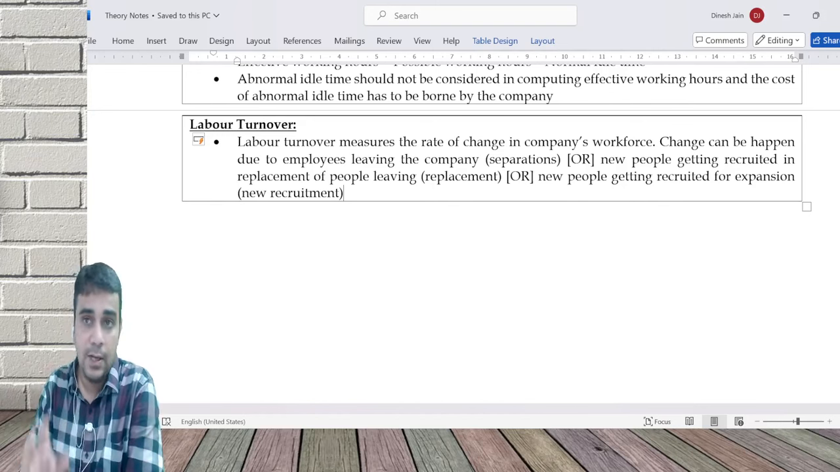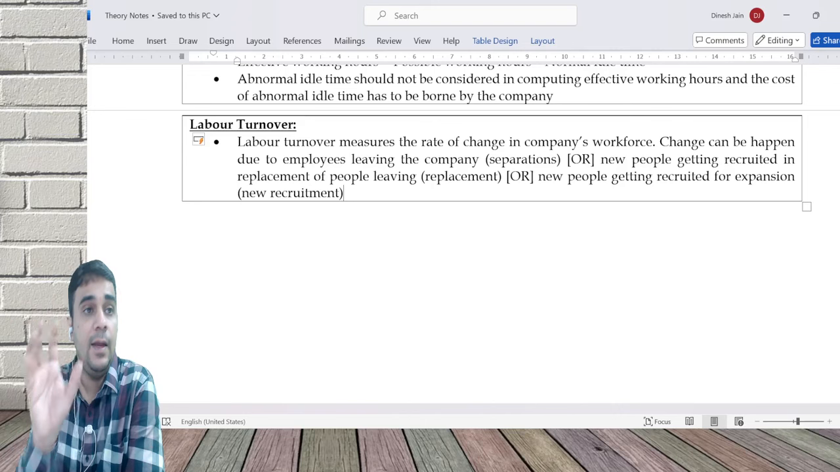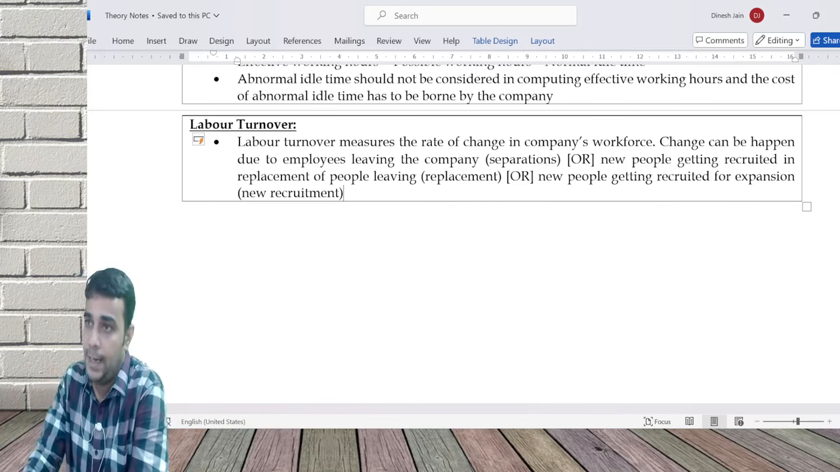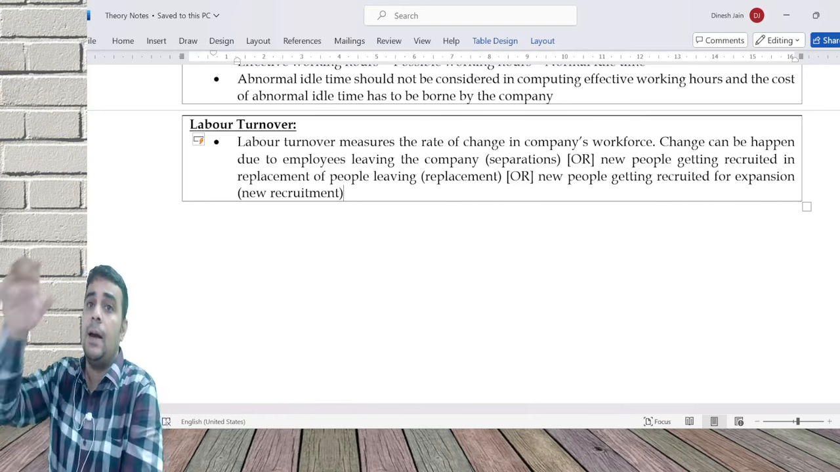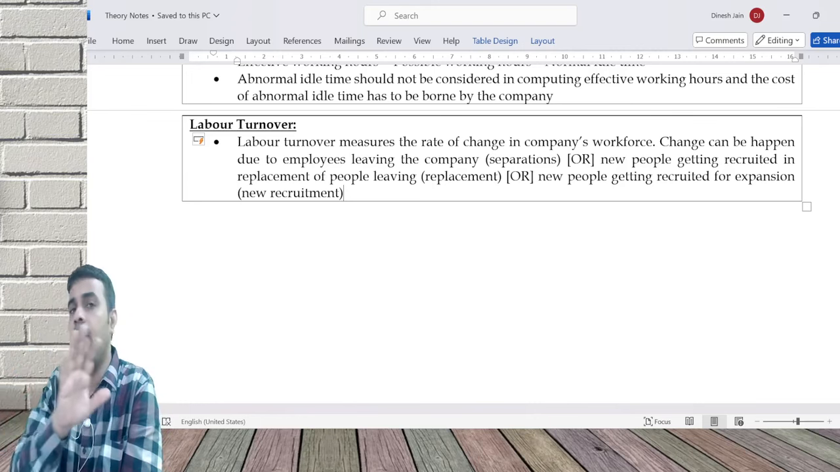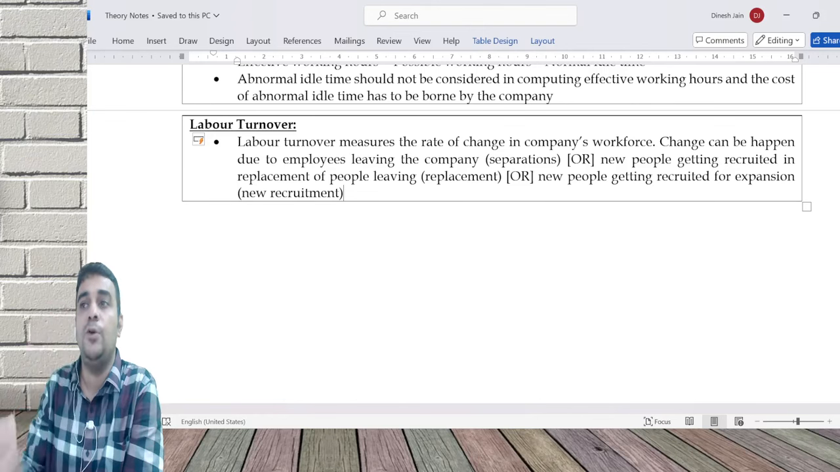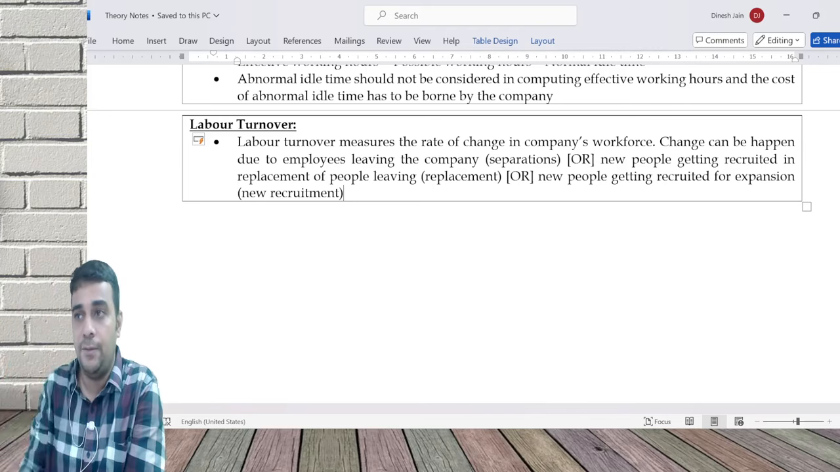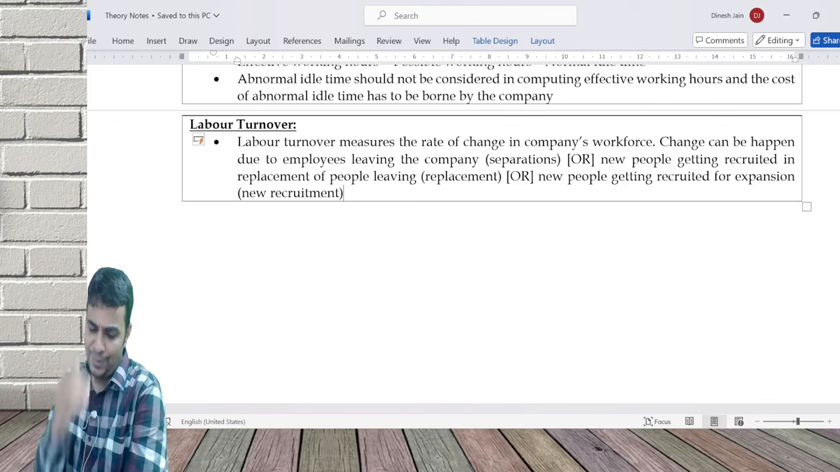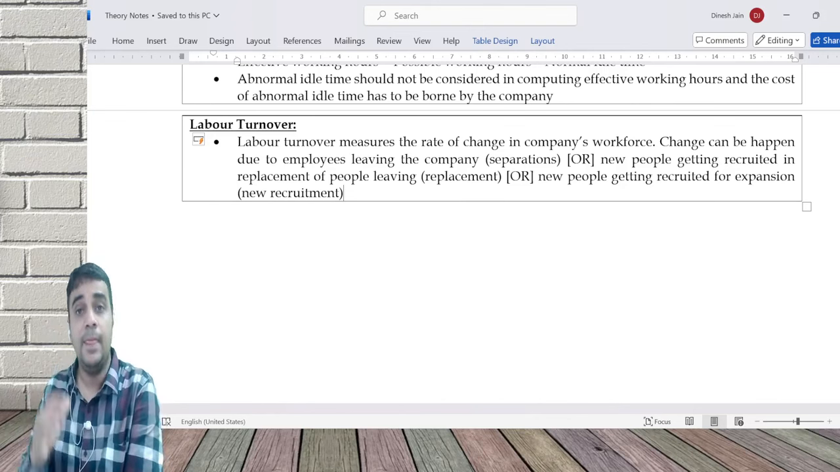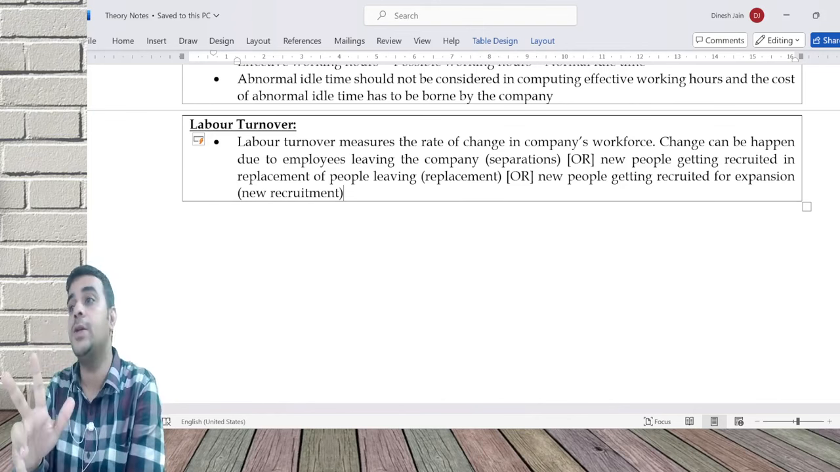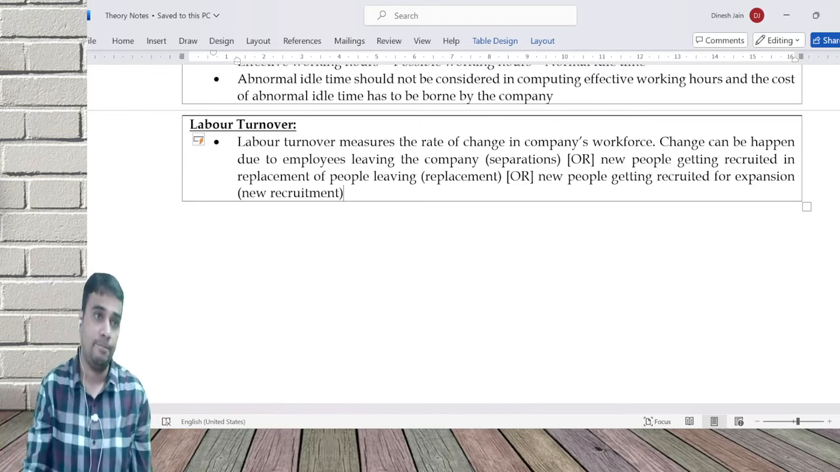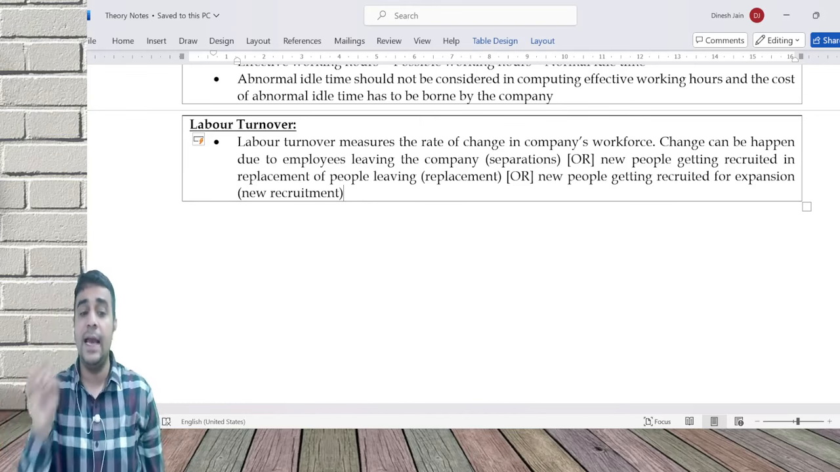How can workforce change? I started with 100 employees. Of the 100, 20 people left the company, so 100 became 80. Now the company did not replace everyone who left; I got only 15 new people in place of them. They are called replacement. The number of employees went back to 95. From 100 we came down to 80, and from 80 we went back to 95. Then the company said, I'm putting up a new project in some other place and I need 50 people for that. They are called new recruitment.